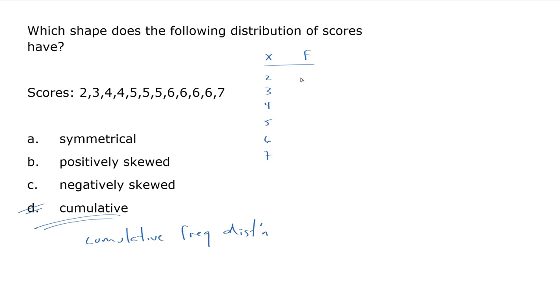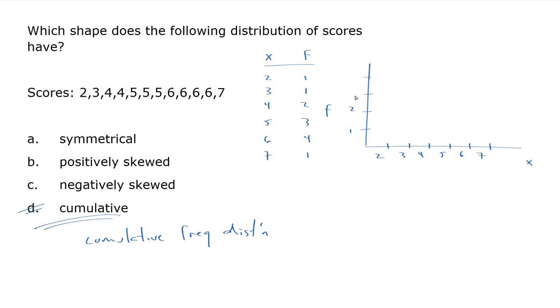So how many 2s do I have? I've got 1 2, I've got 1 3, I've got 2 4s, 3 5s, 4 6s, and 1 7. So when I draw this, I'll have my 2s in there, 3s, 4s, 5s, 6s, and 7s. Your scores always go along the x-axis, and frequencies go along the y-axis.